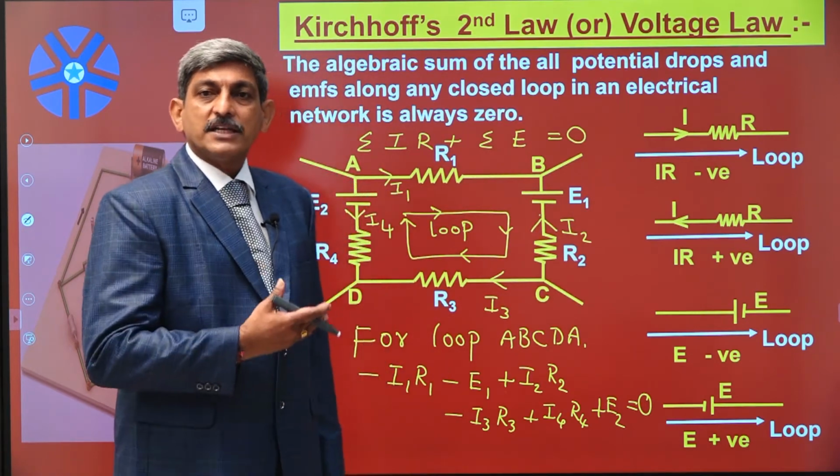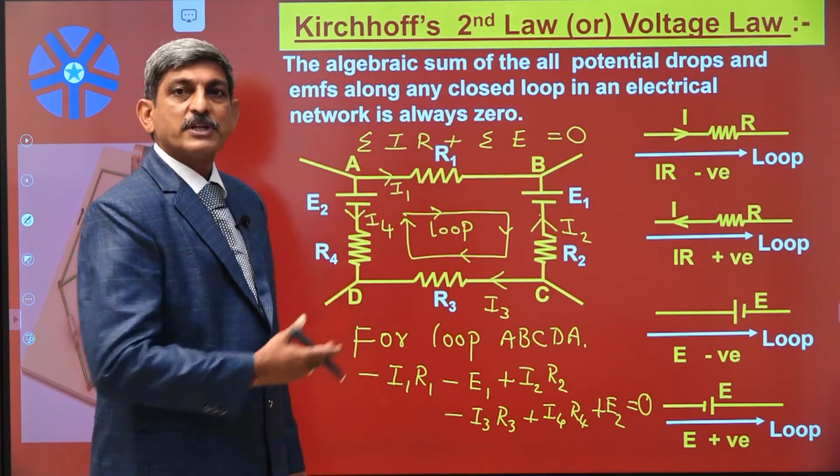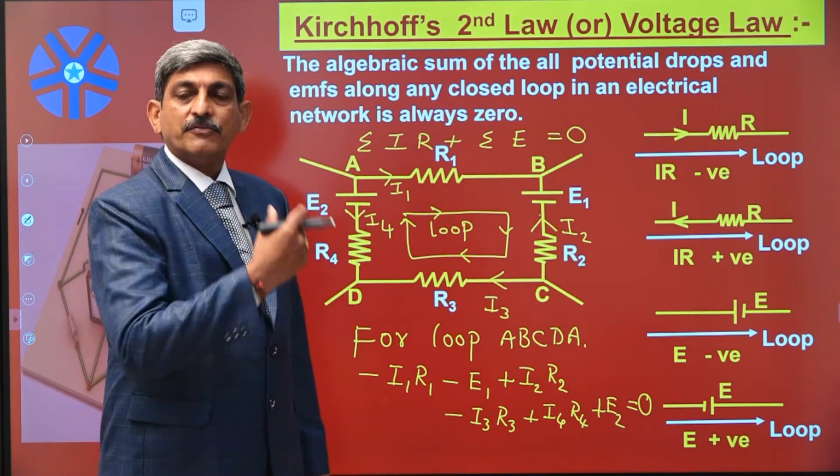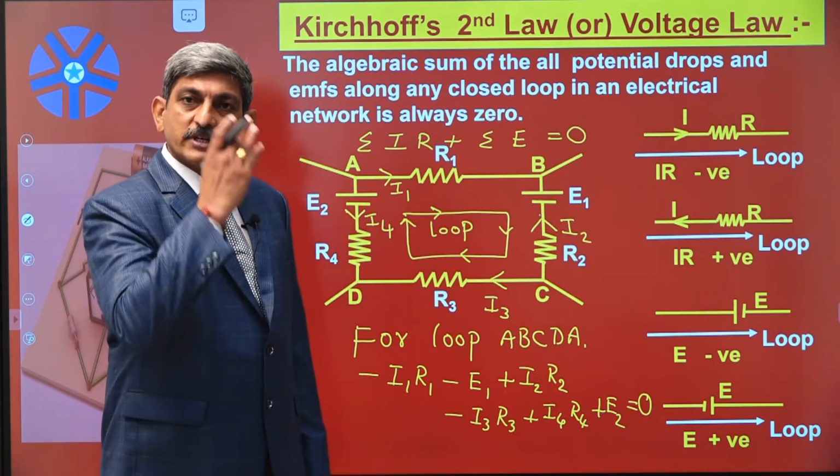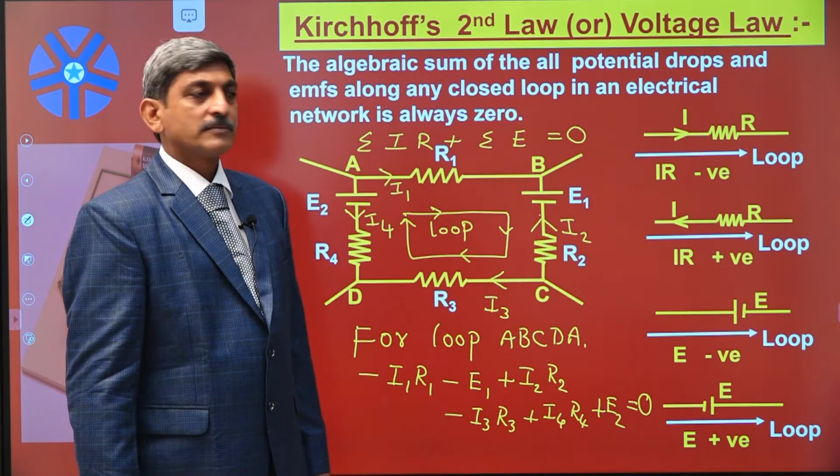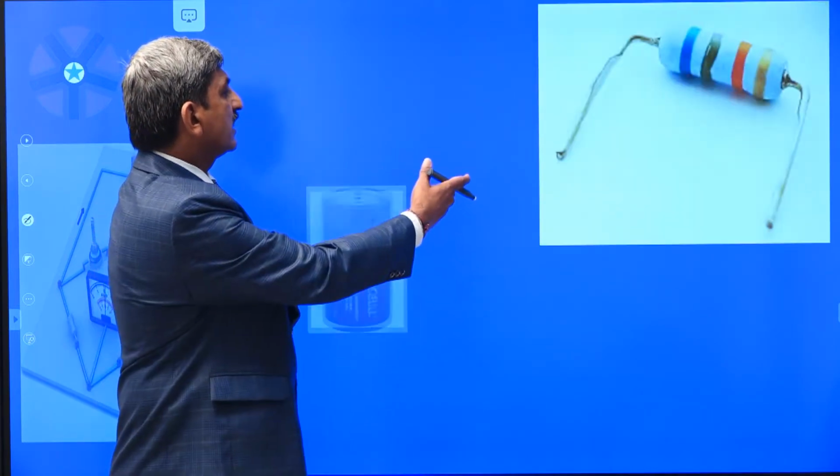By applying these laws, we are going to explain the Wheatstone bridge, which was proposed by the scientist Wheatstone. Now, generally, the Wheatstone bridge network consists of 4 resistors, 1 galvanometer and 1 battery. Have you seen the resistors, galvanometer and the battery? See, look at the screen.